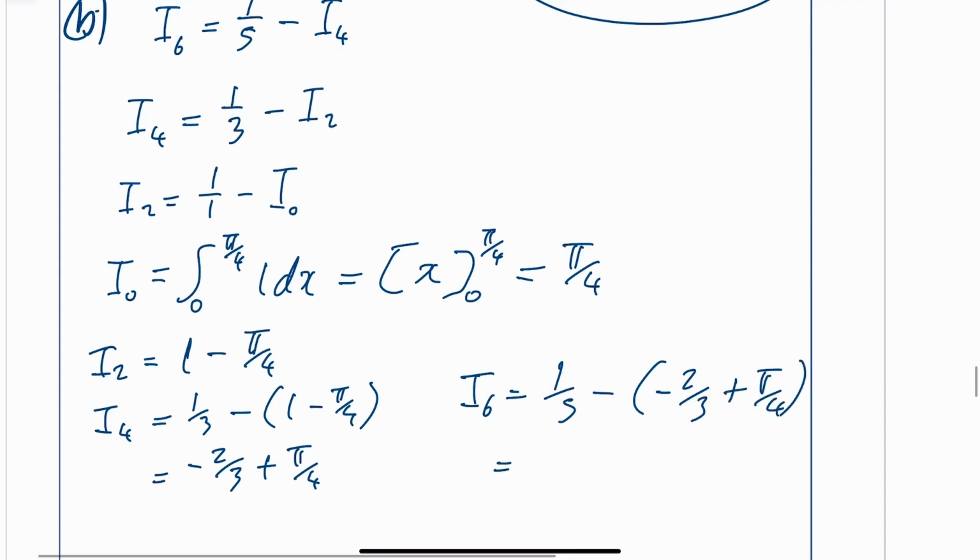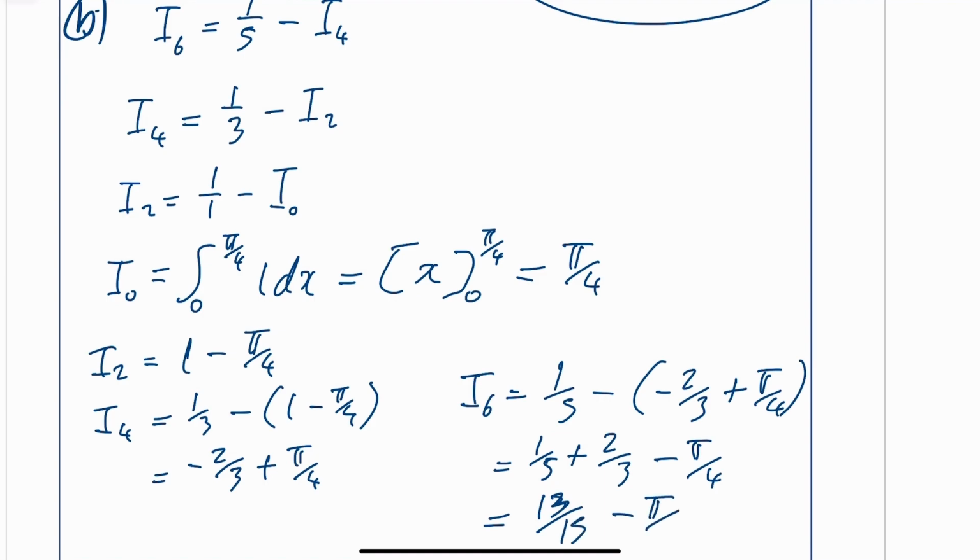So if you do that, you've got 1/5, just write it down, 1/5 plus 2/3 and then minus pi over 4. And if you do that out, you will get 13, is that right? Yep, 13 over 15 minus pi over 4. And that's it done. And that's the end of our reduction formula video.